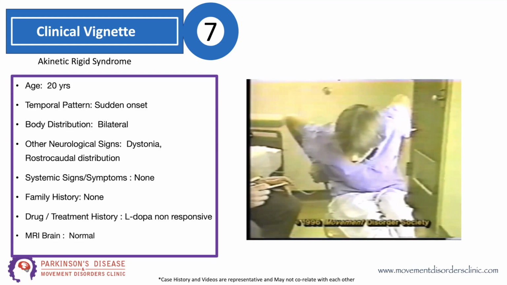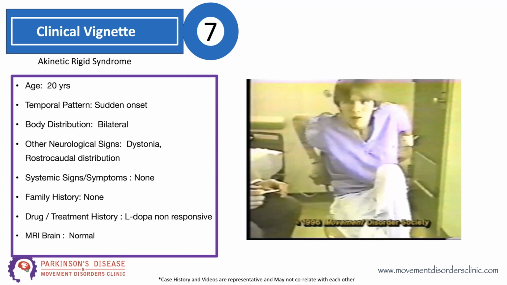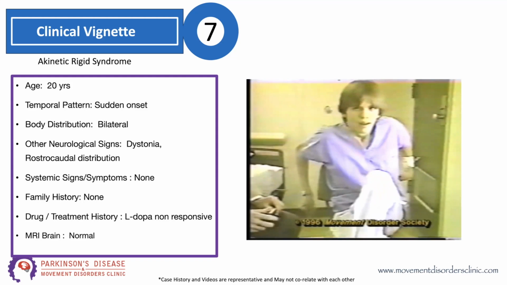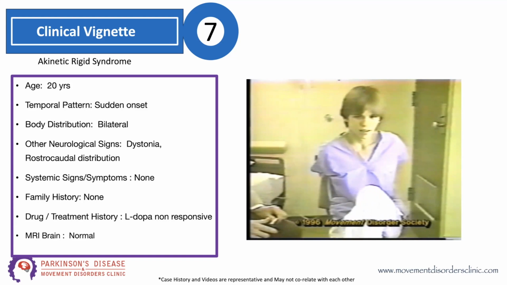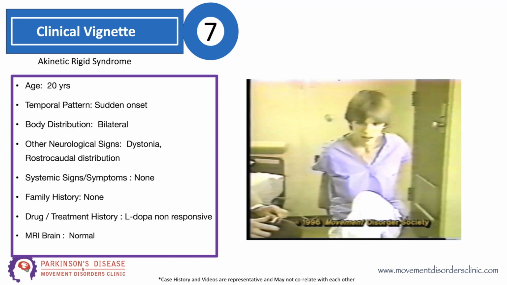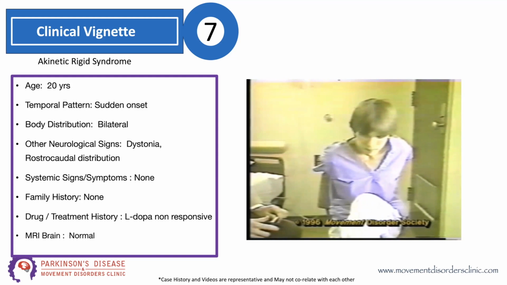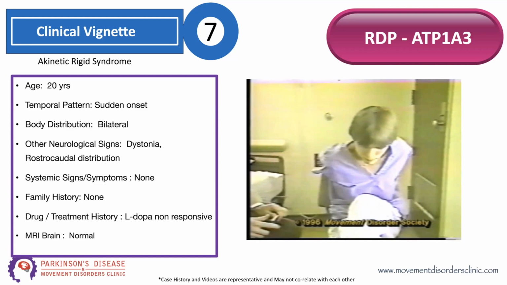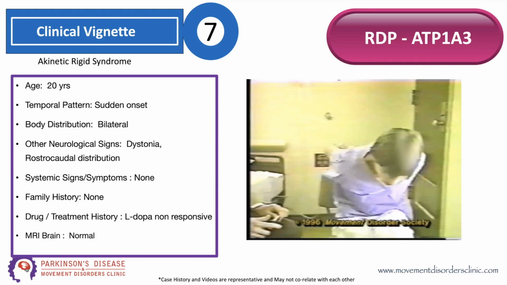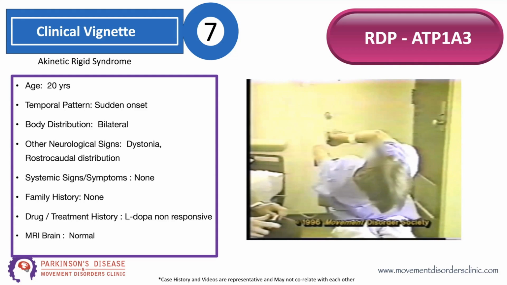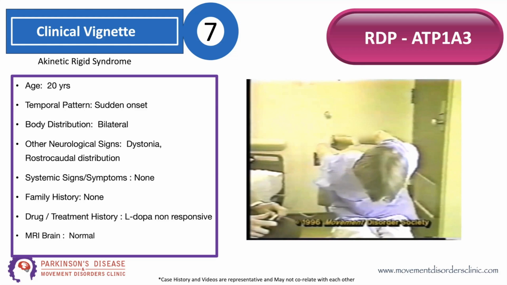There are no other associated signs or symptoms. No family history is available in this case. He was treated with levodopa with no response. MRI brain was inconclusive, with no specific answers. So this is a case of rapid onset dystonia parkinsonism, where genetics has proved that he has an ATP1A3 mutation.